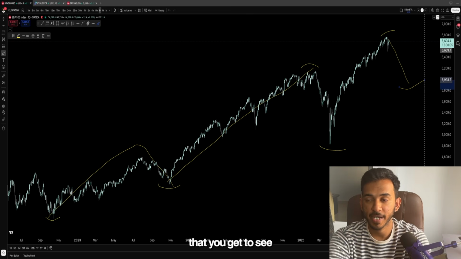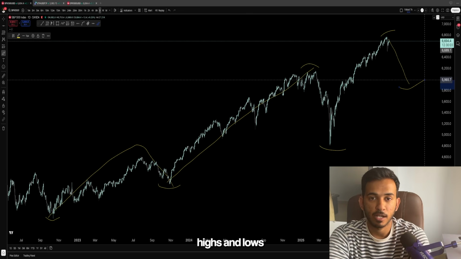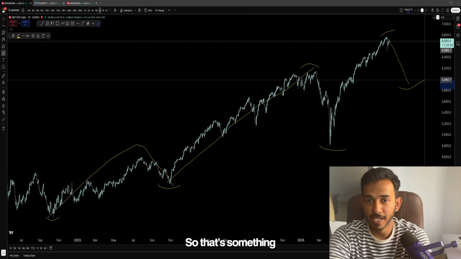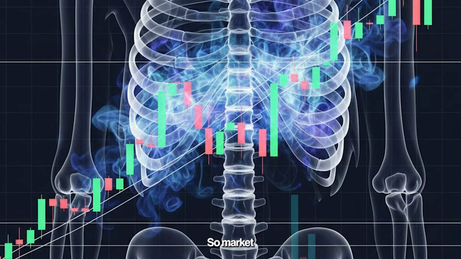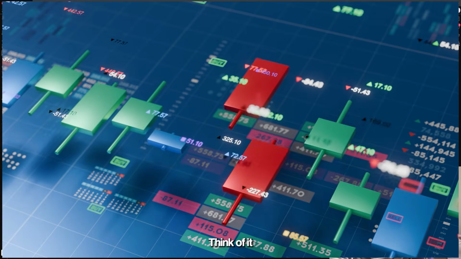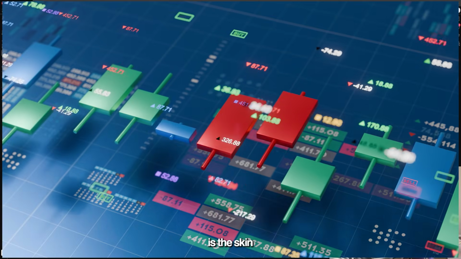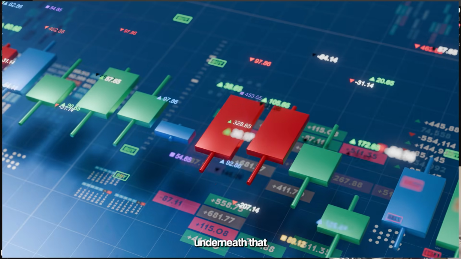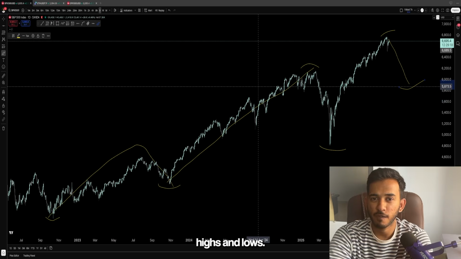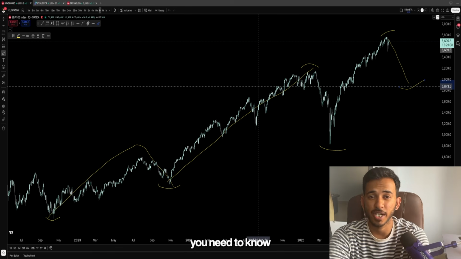So it's very important that you get to see some clear highs and clear lows to define what the trend looks like and whether it is strong or not. So that's something which you guys need to consider as well. Market structure is basically the skeleton of price action, and it's how the market breathes. Think of it like this: if price is the skin, then market structure is the bones underneath, giving it shape and direction. Market structure is basically made of highs and lows if it is a trend, or just sideways price action when it is in a ranging market. That is how you understand price action, and that is all that you need to know about it.